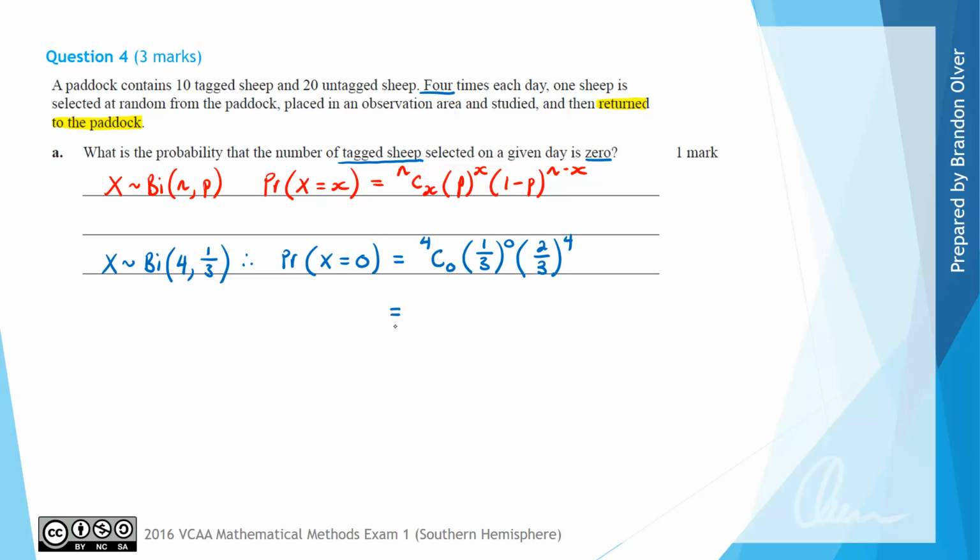Now that's going to simplify quite nicely because 4 choose 0 is simply 1, and 1/3 to the power of 0 is 1, so we just have 2 on 3 to the power of 4. And that is going to simplify to 2 to the power of 4 is 2, 4, 8, 16, and 3 to the power of 4 is 81, giving 16 over 81. So that is the answer to part A of this question.